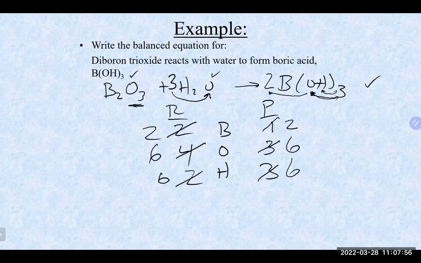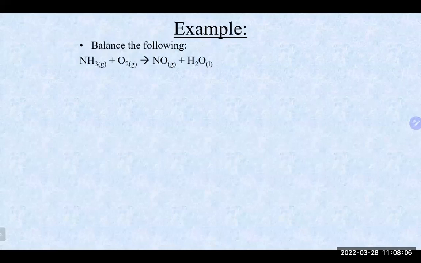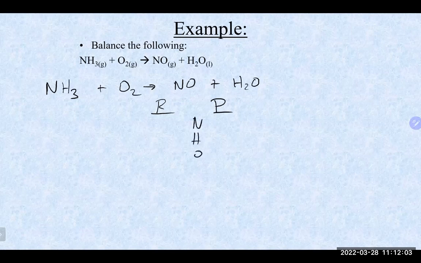Okay. All right, then let's try one more here, I think. All right, balance this guy up, see what you get. NH3 plus O2 gives NO plus H2O. Okay, let's take a look. So kind of doing the same thing. We got reactant, we got product, we got some nitrogen, hydrogen, and oxygen.